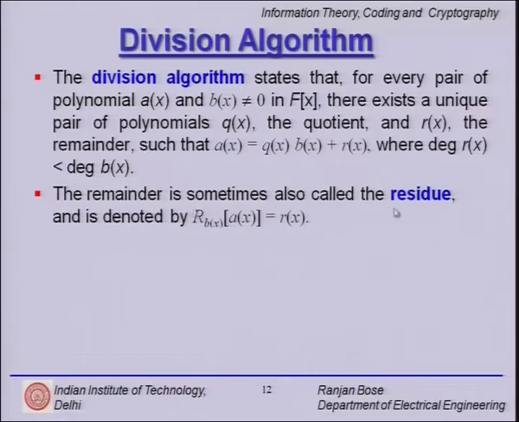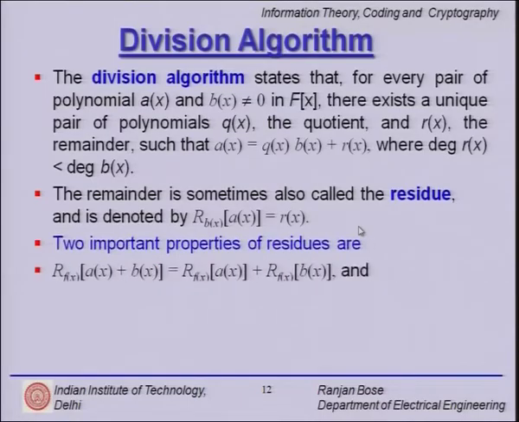The remainder is also called the residue, and succinctly it is written as r_b(x). So, I am dividing a(x) by b(x), and the remainder or the residue is called r(x). How is it written? a(x) is equal to quotient times b(x) plus residue. We will use this notation many times during the subsequent slides.